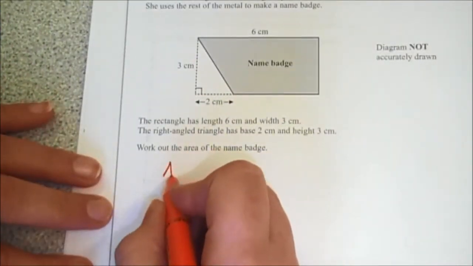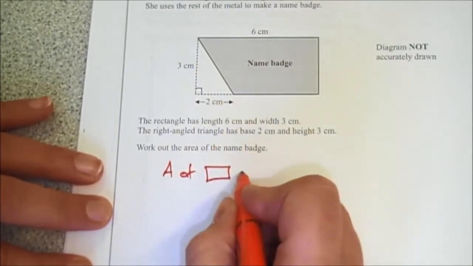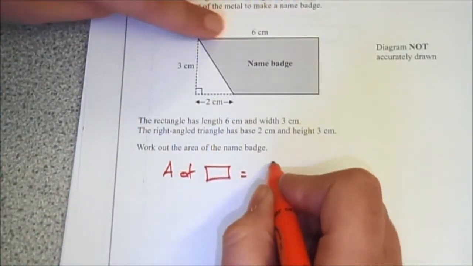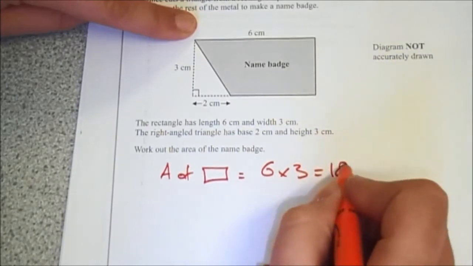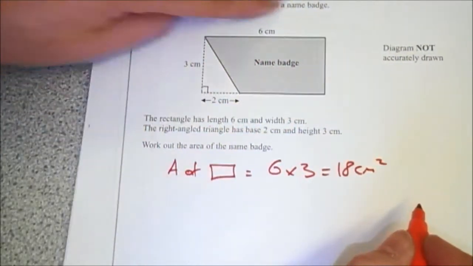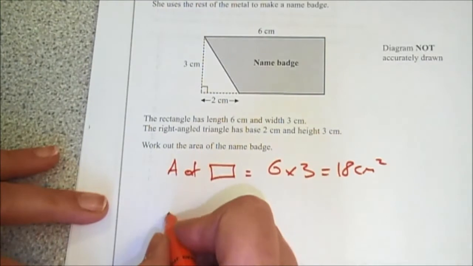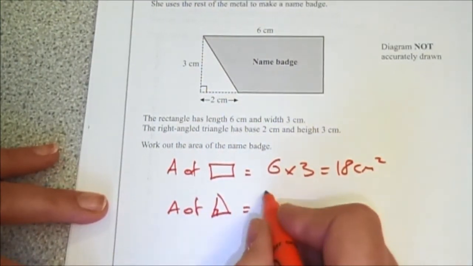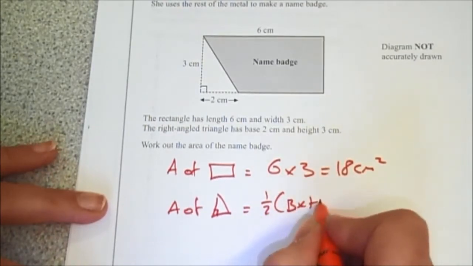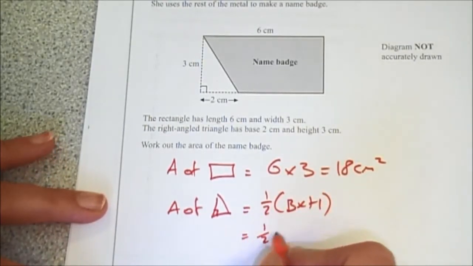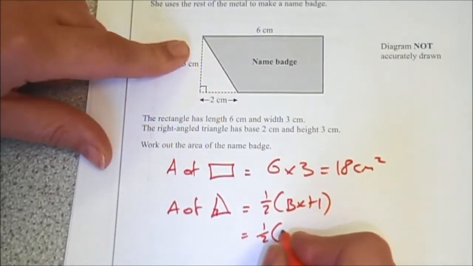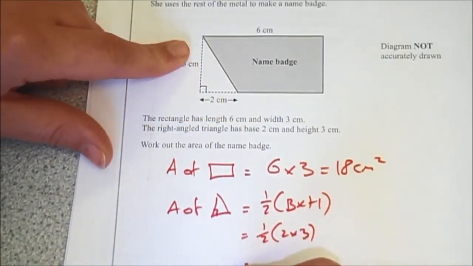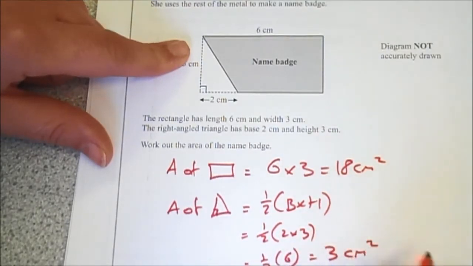So first thing I'm going to find is the area of the full rectangle, which is base times height, so it's 6 times 3 equals 18 centimetres squared. So that's the whole rectangle. Now I need to find the area of the triangle bit that she cuts away. Area of a triangle is half of base times height, so that's going to be half of 2 times 3. So that's going to be half of 6, which is 3 centimetres squared.